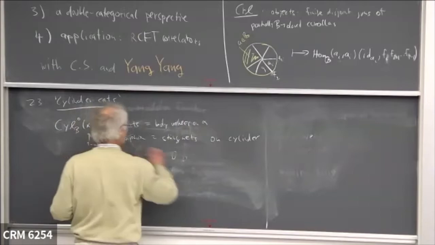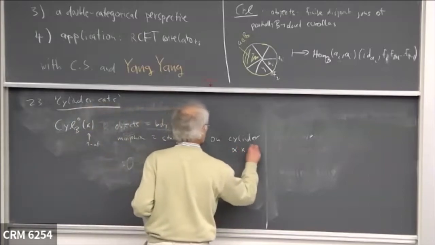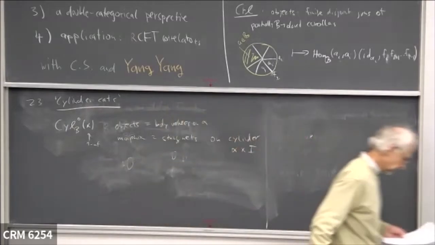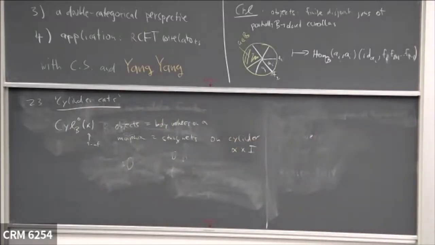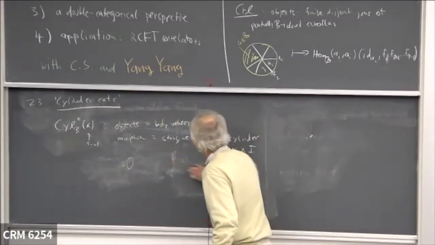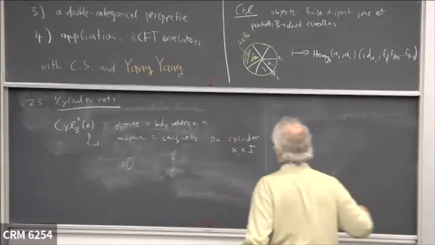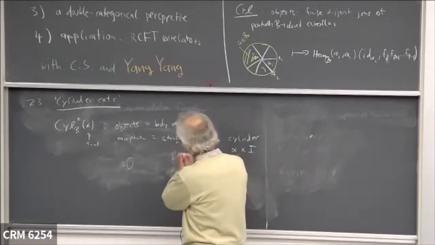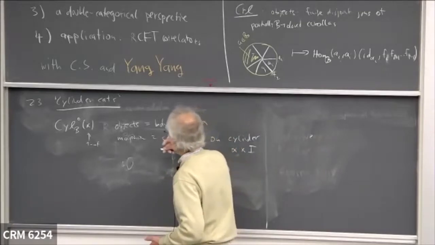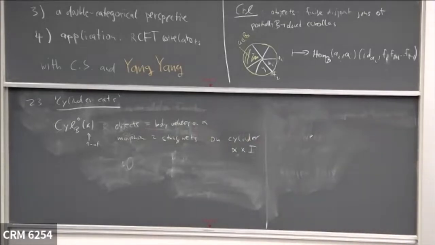This is for fixed alpha. Sorry, just on the cylinder that I get by taking my one manifold times an interval, the boundary values on the cylinder, according to how they were defined, are such that this brings me from one chosen boundary value to the other.